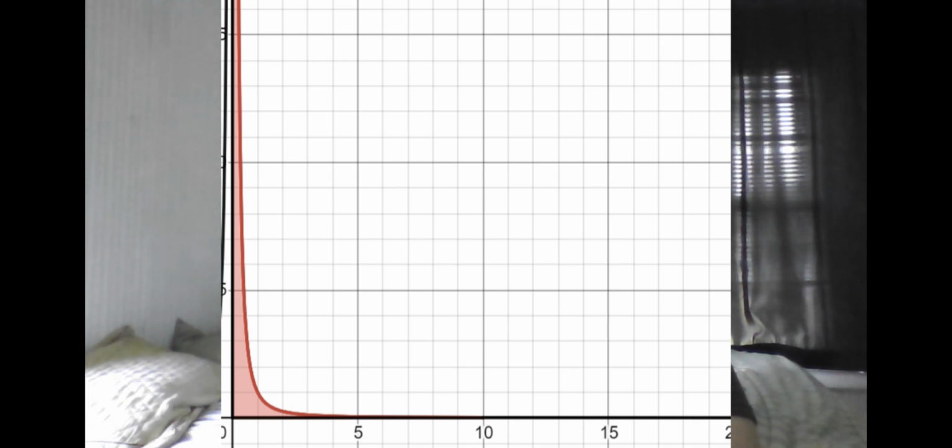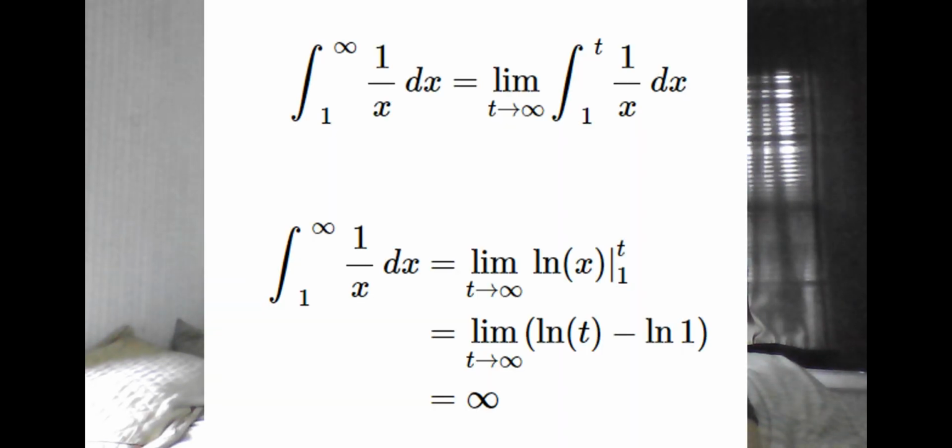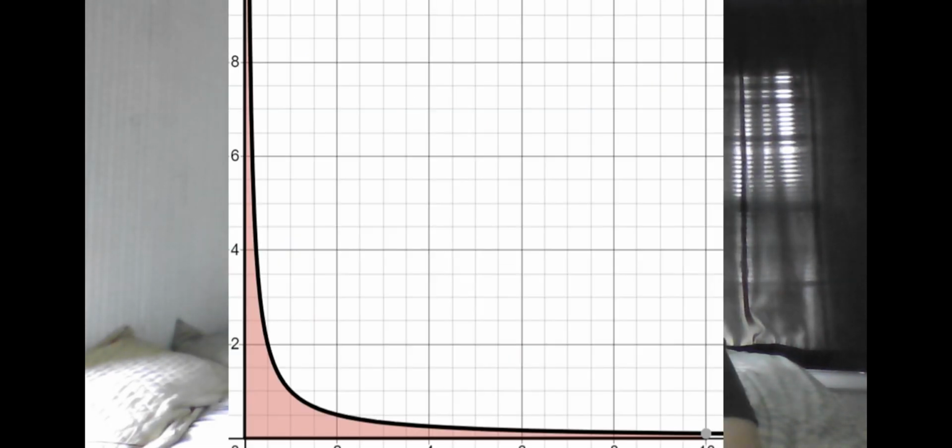If we were asked to integrate 1 over x rather than 1 over x squared, the answer would change, because the integral of 1 over x is ln of the absolute value of x. So we have ln of t minus ln of 1 as t approaches infinity, and ln of infinity is infinity, and infinity minus anything, as long as it's finite, is still infinity. So in conclusion, this area is infinite, which again makes sense if we look at a graph of the integral.